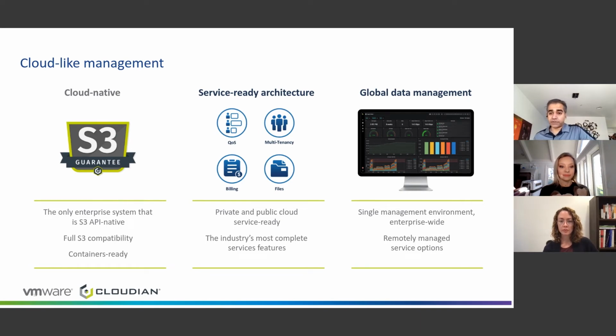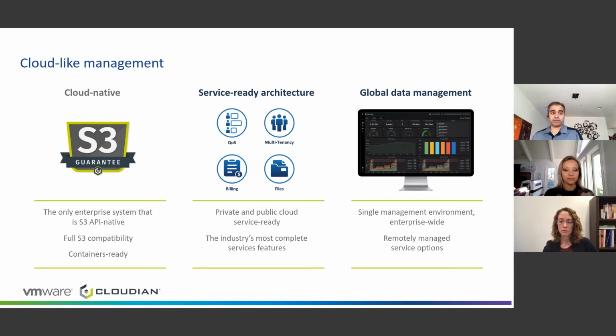Cloudian's service-ready architecture offers the most complete set of management features available for an object storage, right? Cloudian was built for service providers and large organizations. Why is that important? Well, at the core, we have features that are built in to the system that are designed for multi-use and multi-share. What are these? There's the multi-tenancy features, the billings, the chargeback, the quality of service controls. All of these have become standard, not just for service providers, but for large organizations.